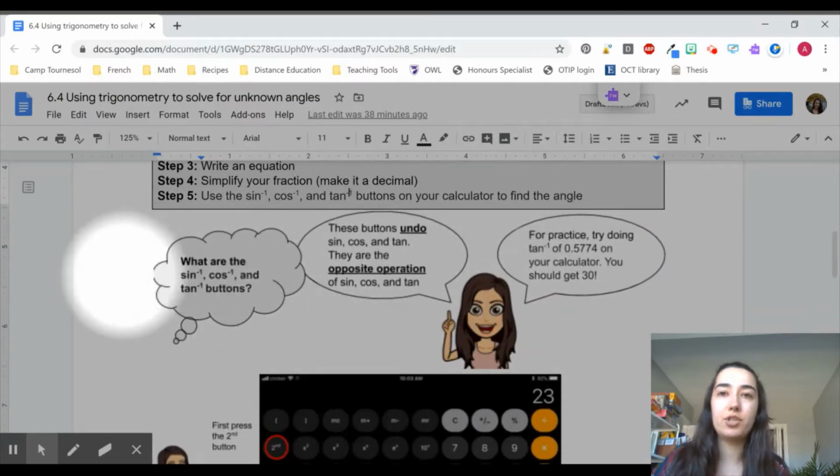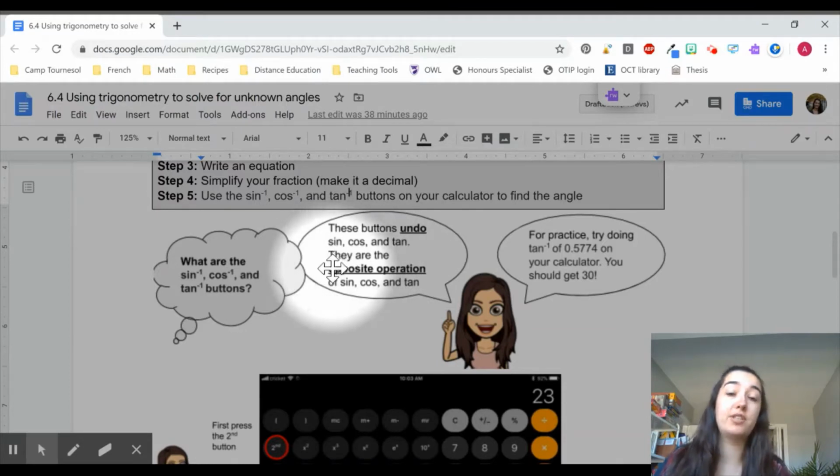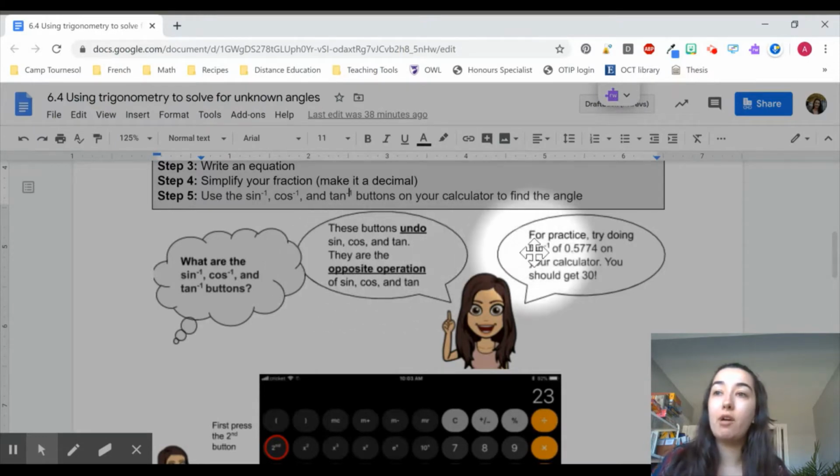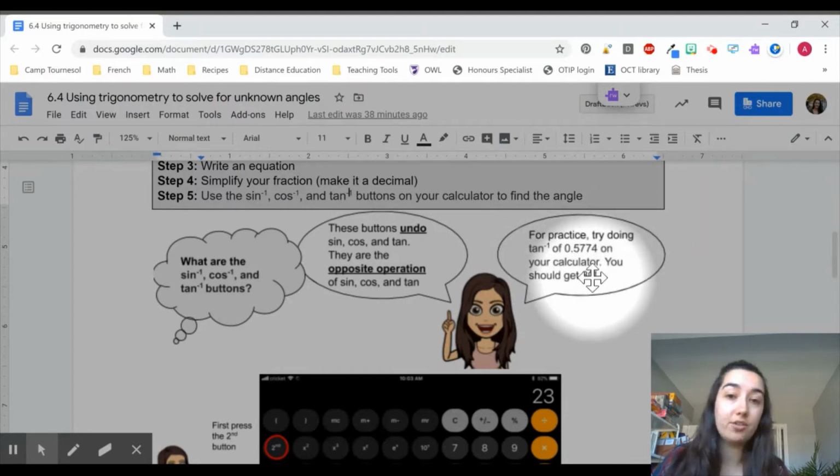And so let's talk about just for a second here, what are these buttons? Well, these buttons undo sine, cosine, and tan. They are the opposite operation. It's called the inverse because it is the opposite of sine, cosine, and tan, and you'll understand why when we get to some examples, why that's important. You can try on your calculator doing tan inverse of 0.5774, and you should get an answer of 30.